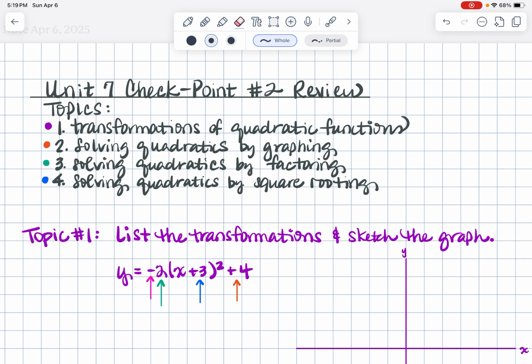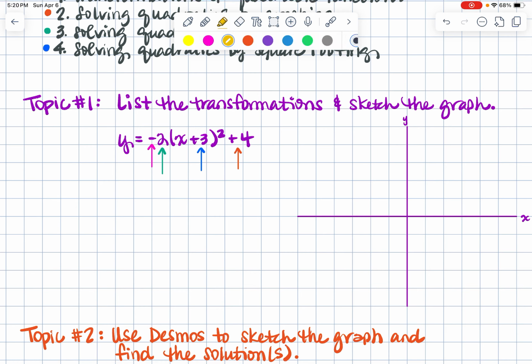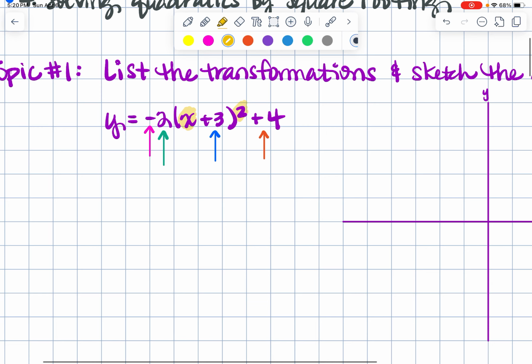So here we go. I'm just going to run through at least 1 or 2 questions of each type. So hopefully you'll feel pretty prepared for your quiz today. All right, so you'll notice on this first one, we're going to talk about transformations. And transformations, of course, are happening on our parent function, which is y equals x squared. So there's our little embedded x squared.